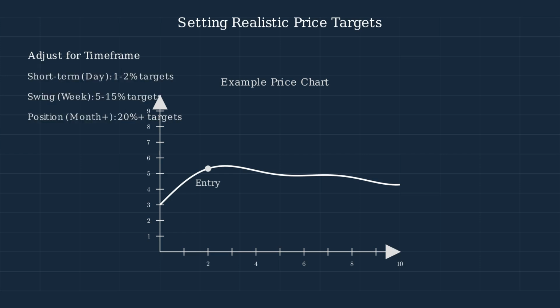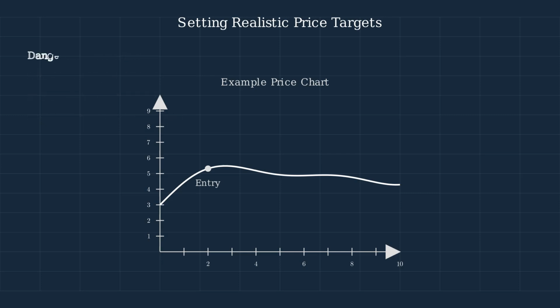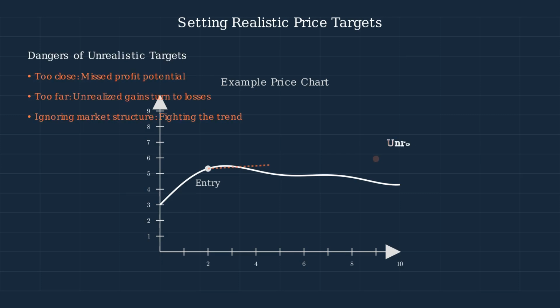Short-term day traders might aim for just 1 to 2% moves, while swing traders look for 5 to 15% moves over weeks. Position traders can target 20% or more over months. Setting unrealistic targets can be harmful to your trading. Targets that are too close leave profit on the table, while targets that are too far often result in unrealized gains turning into losses as price retreats.